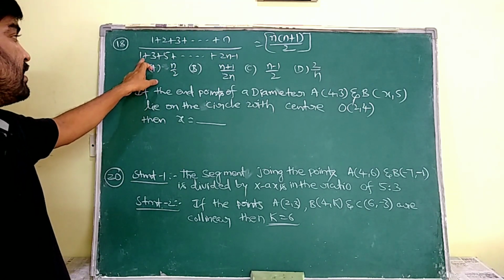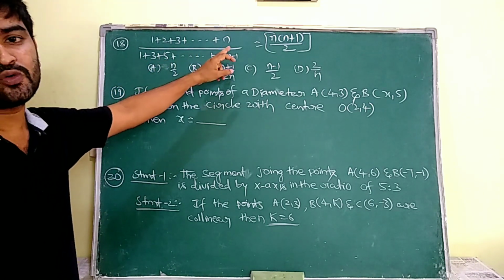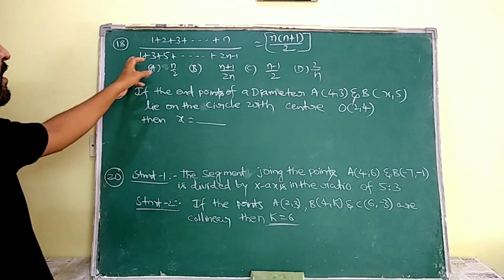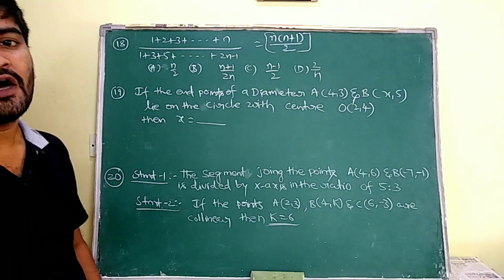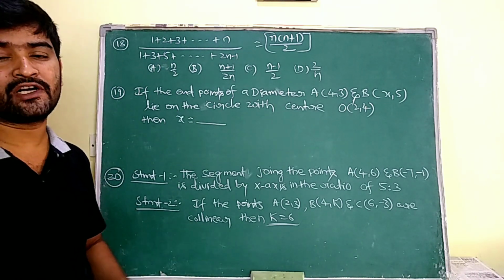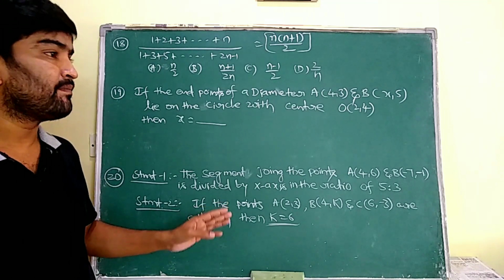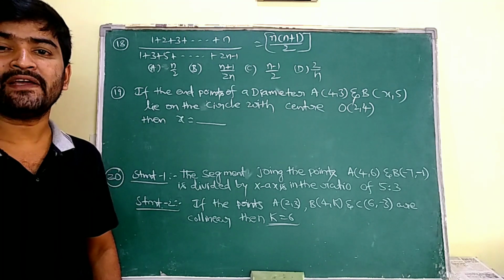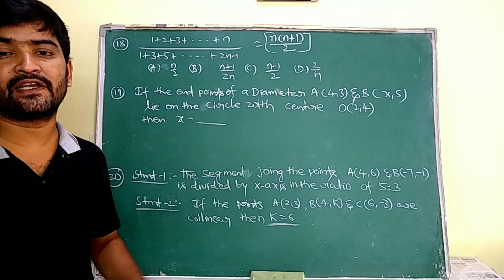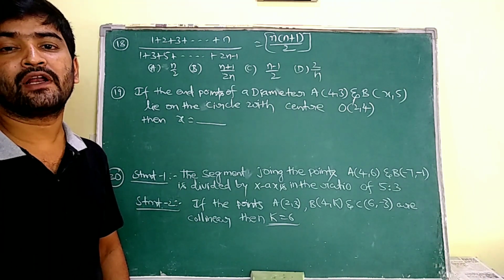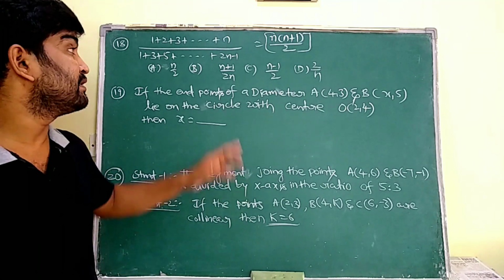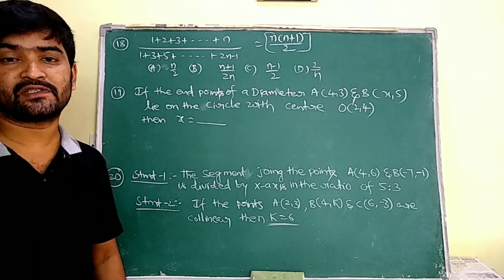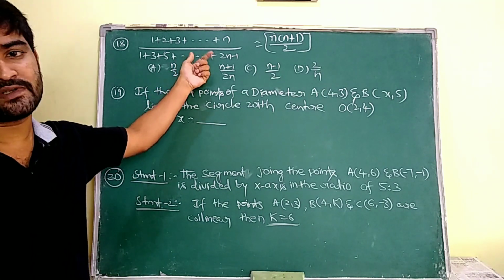See, these are 1, 3, 5, and so on, up to 2n minus 1, which means these are all odd numbers. How many odd numbers? There are n odd numbers. Why? Below 10, there are 5 odd numbers. Below 20, there are 10 odd numbers. Below 30, there are 15 odd numbers. So below 2n, half of the numbers are odd. So there are n odd numbers.